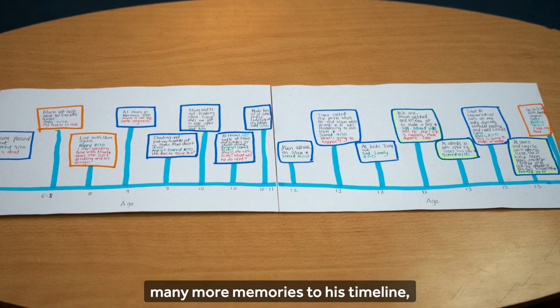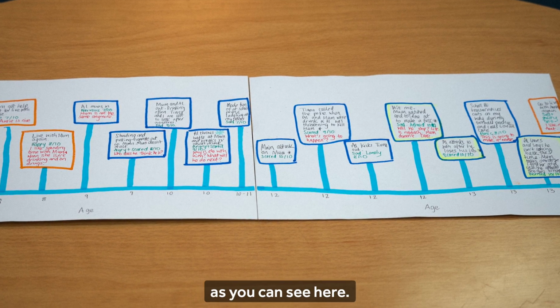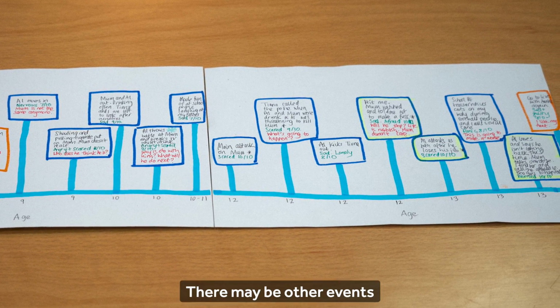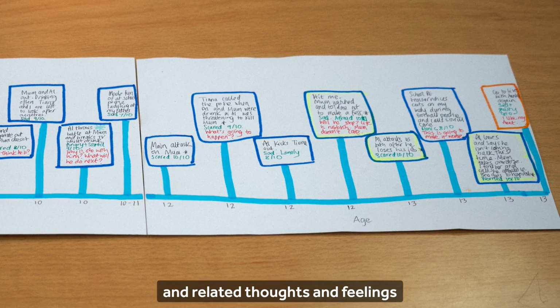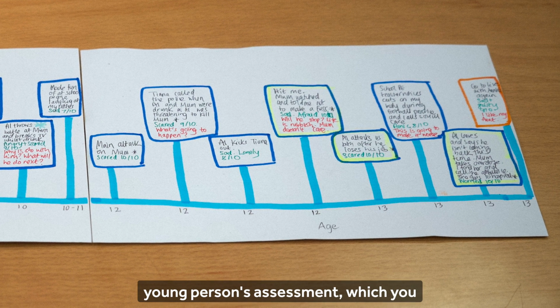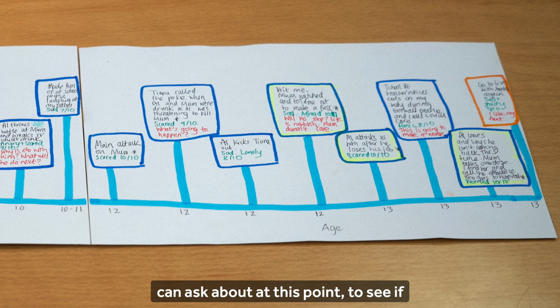Karim went on to add many more memories to his timeline, as you can see here. There may be other events and related thoughts and feelings that you are aware of from the young person's assessment, which you can ask about at this point to see if and where they might fit on the timeline. It may be that you refer back to measures also used in the assessment.